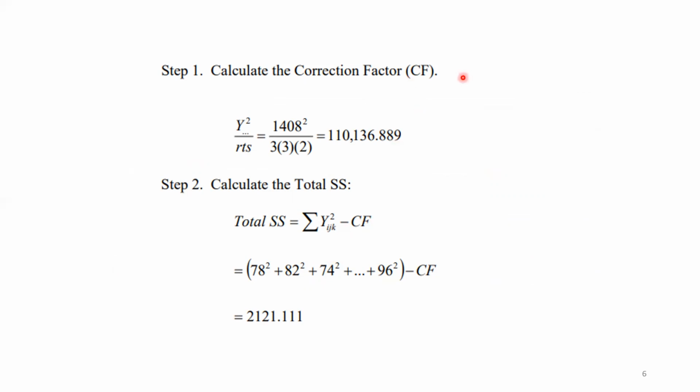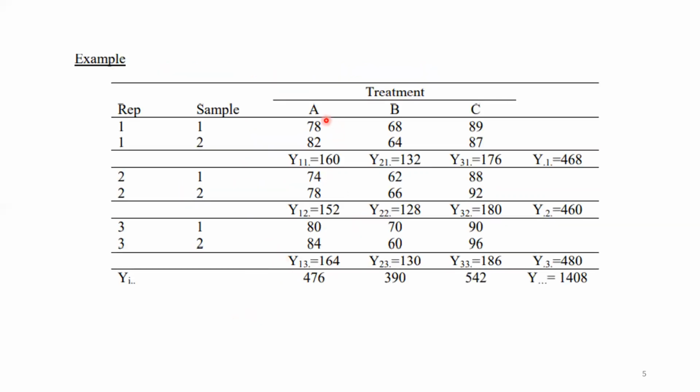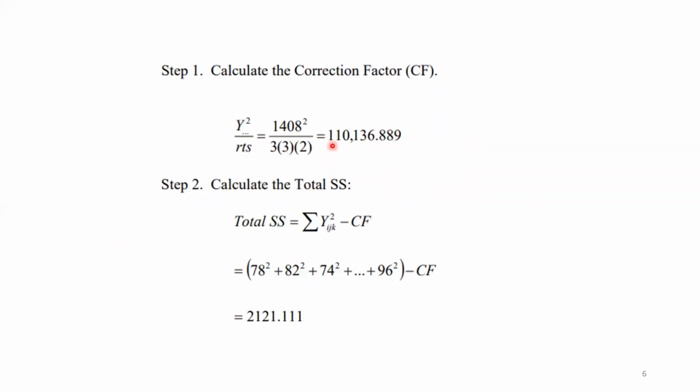We can calculate the correction factor. We take the grand total, square it, and divide by the number of replications, treatments, and samples. So this is the estimated value for the given data set. For the total sum of squares, we take the squared value of each observation, take the summation of all of them, and subtract the correction factor. Then you will have this answer.